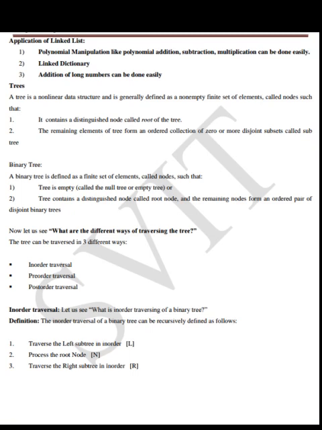A binary tree is defined as a finite set of elements called nodes such that first, the tree is empty, called the null tree or empty tree, or second, the tree contains a distinguished node called the root node, and the remaining nodes form an ordered pair of disjoint binary trees.